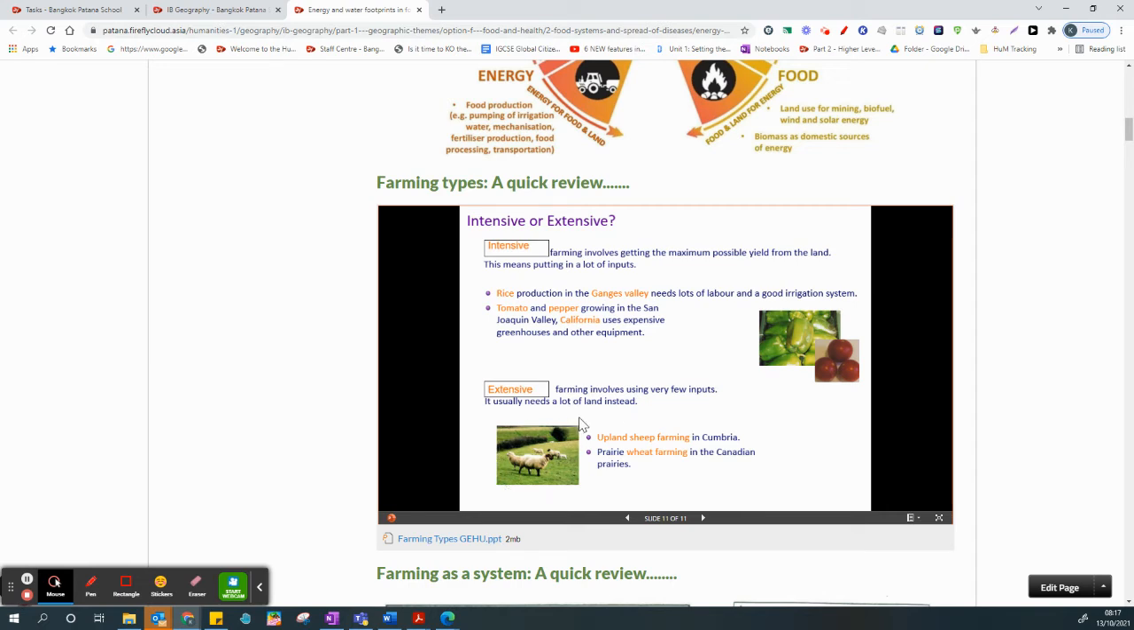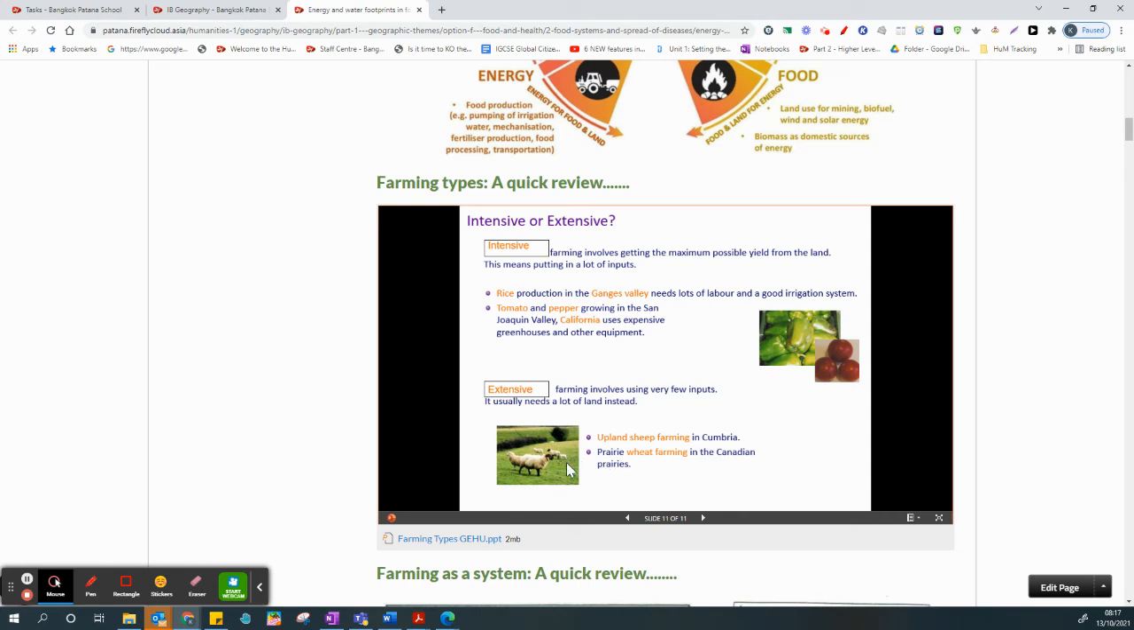It's low inputs of either capital or labor, resulting in low outputs per hectare. So as you can imagine, these farms tend to be large, because if there's low inputs of either capital or labor per hectare, you need a large farm for the farmer to make money. So sheep farming is a classic example of that.